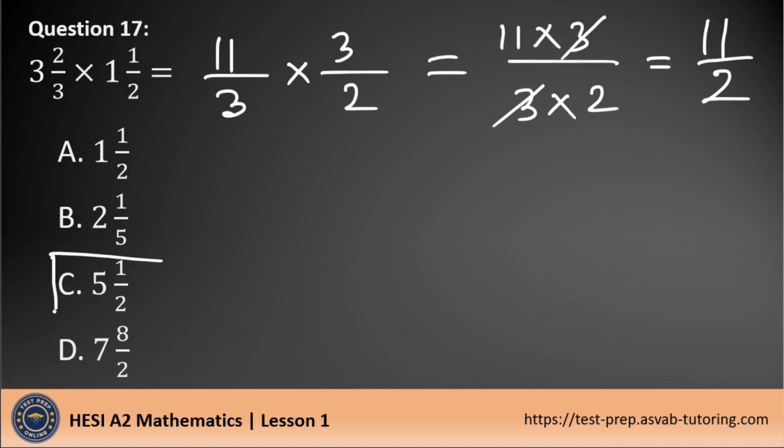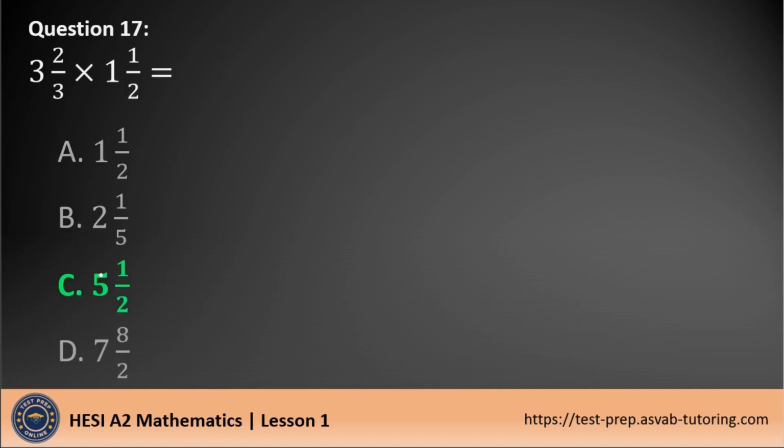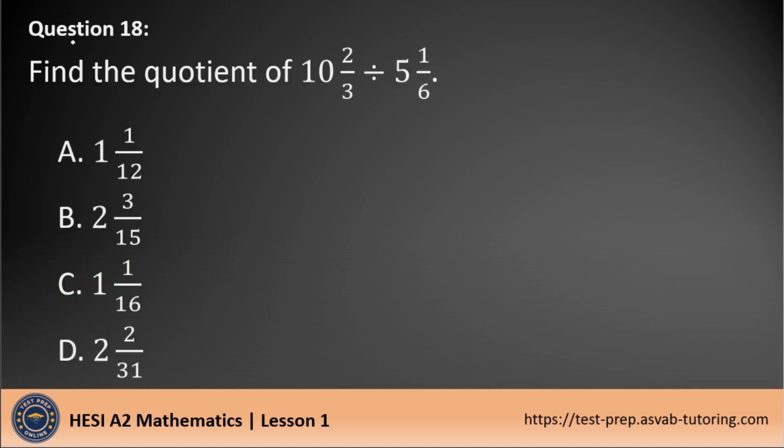Now let's check the answer. Here question number 17 answer is C, 5 multiply with 1 divided by 2. So let's go to question number 18, and this is the last math of this tutorial. So find the quotient of 10 times 2 divided by 3 divided by 5 times 1 divided by 6. So first we will simplify the number.